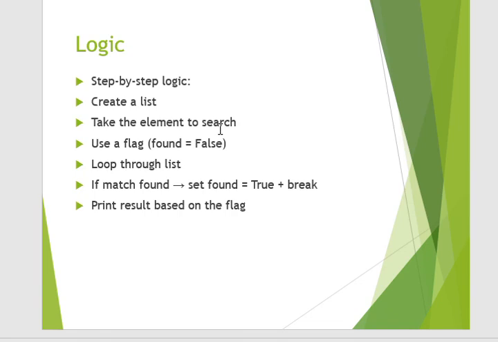After that, we will use a loop and it will visit each and every element of the list. The moment we have a match in the list, we will make found equals to true and we will break. We will not check further once we get the value. And then print the result based on the flag. If flag is true, element is found, otherwise element is not found.